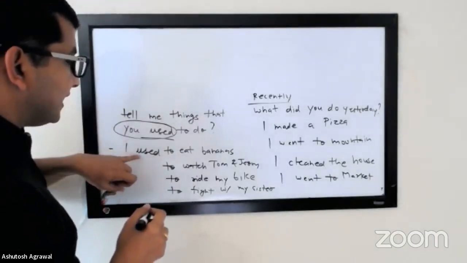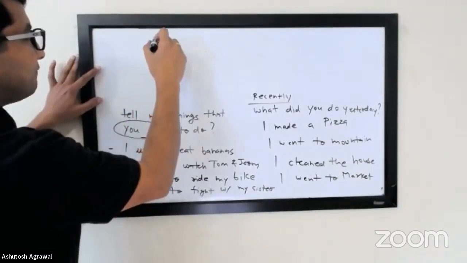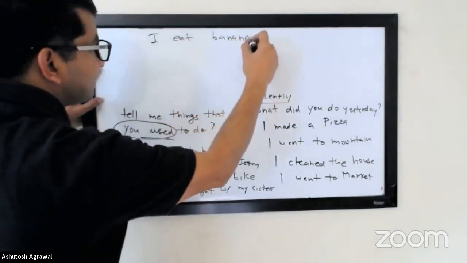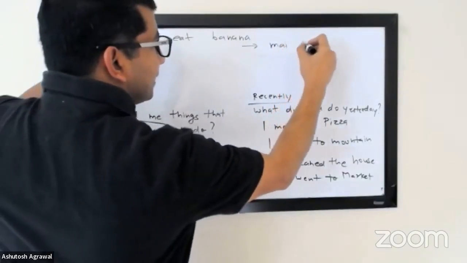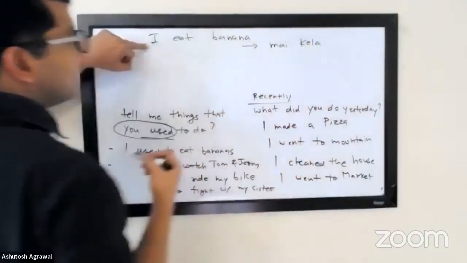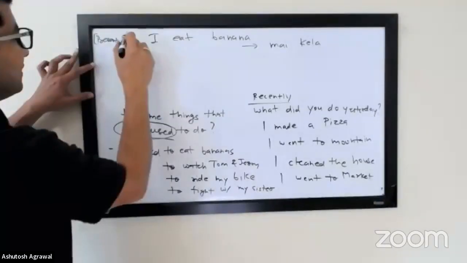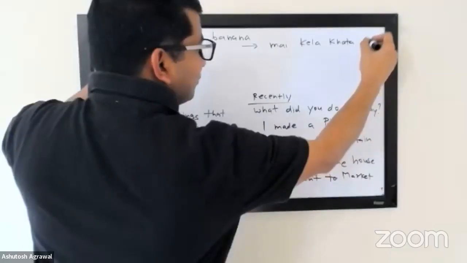So I used to eat bananas, right? In this one, let's say we start with I eat banana as a sentence, simple, right? What would that be? It would be मैं केला... What do you guys think? So this is still present indefinite. मैं केला खाता हूँ और मैं केला खाती हूँ.